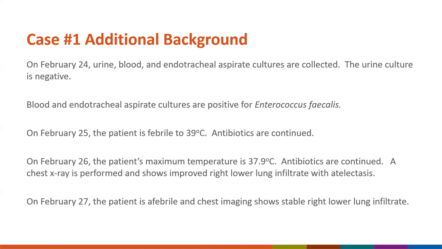And then on February 24th, urine, blood, and endotracheal aspirates are collected. The urine culture is negative. The blood and endotracheal aspirate cultures are positive for Enterococcus faecalis. On February 25th, the patient is febrile to 39 degrees Celsius and antibiotics are continued. On February 26th, the patient's maximum temperature is 37.9 degrees Celsius. Antibiotics are continued. A chest x-ray shows improved right lower lung infiltrate with atelectasis. And then on February 27th, the patient is afebrile and chest imaging shows stable right lower lung infiltrate. Again, I'll give you just a moment there if you need to take some notes.